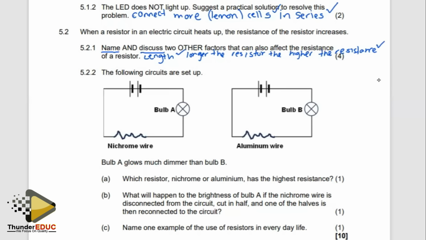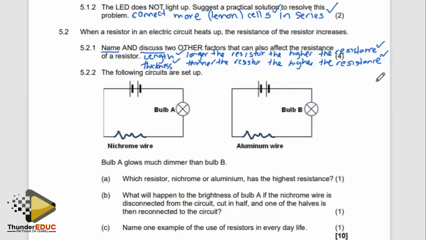Then you move on to thickness. You get a mark here on thickness. Then what about thickness? So we are saying the thinner the resistor, the higher the resistance. Or you can even say the thicker the resistor, the lower the resistance. So it's either the longer the resistor or vice versa, the thinner the resistor or vice versa. You get a mark from that.